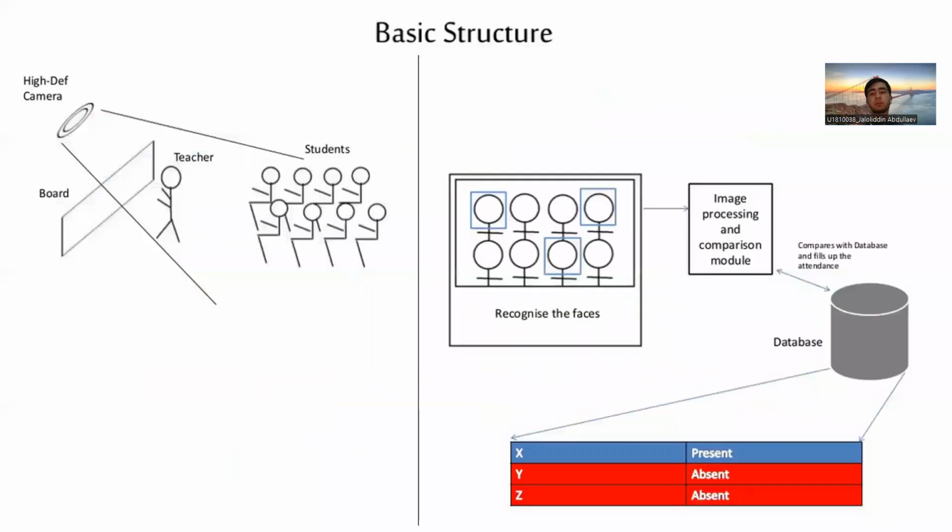So the basic structure of the project, how it works: we place a camera in each classroom, then it records the students' faces. Then it writes to the database. On the right side, as you can see, we have recognized the faces, and it processes the images and compares them to the actual recorded student's picture. Then if it is found, it writes to the database as absent or present.